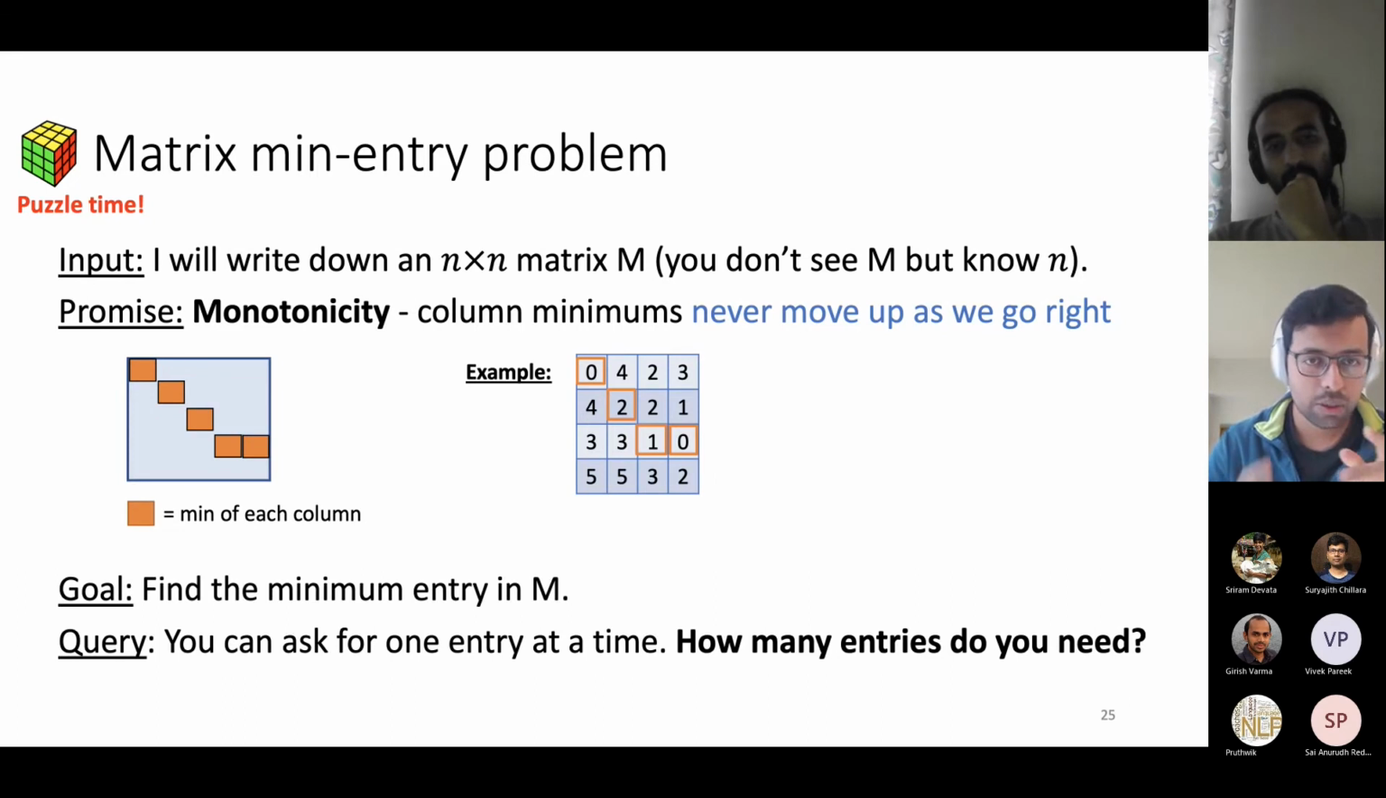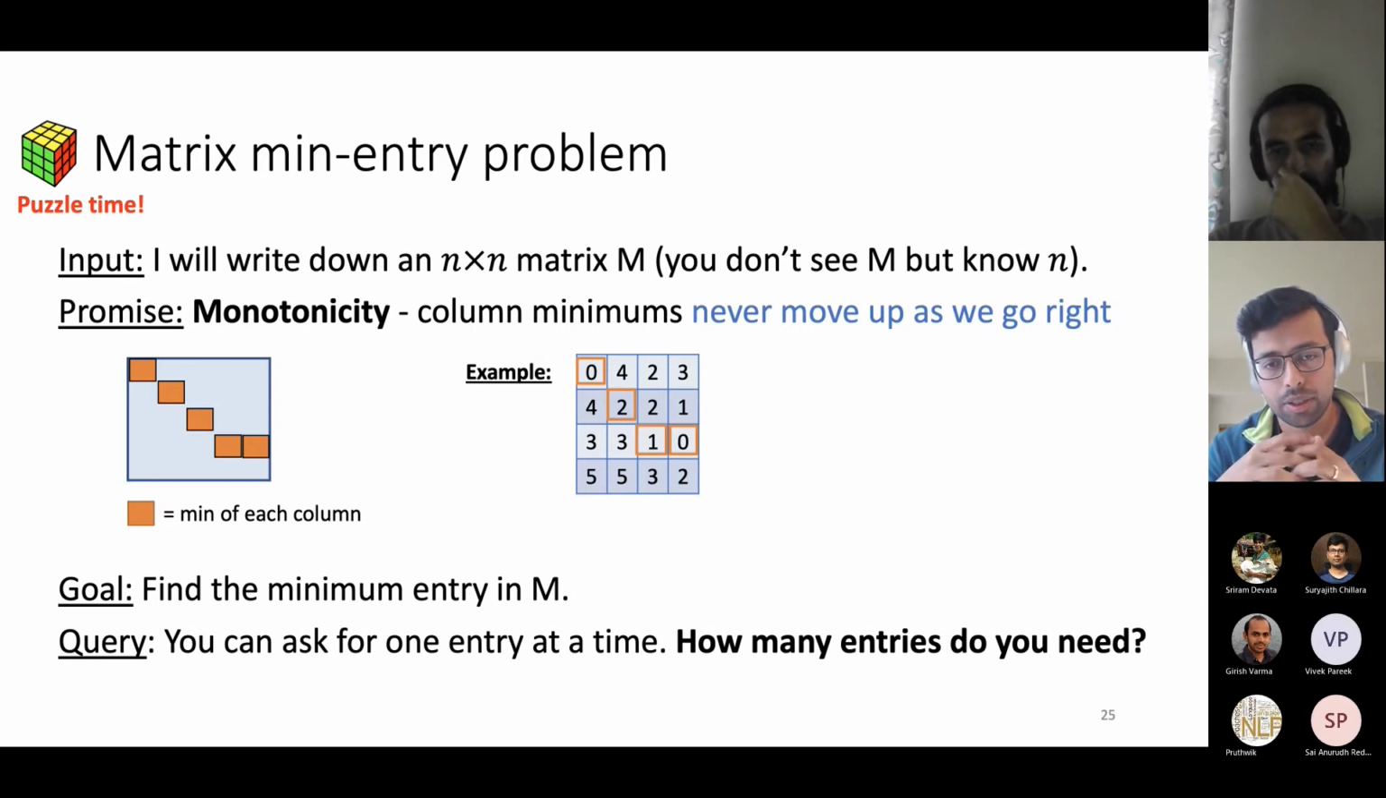So your goal is to find the minimum entry of this matrix. The queries that you can ask are: you can tell me a cell of the matrix, and I will give you the value of that cell. The question is, how many entries do you need to query to find the minimum of this matrix? I will give you a few seconds to think about it, if you can already find an answer to it.